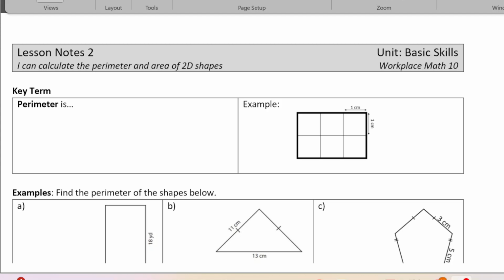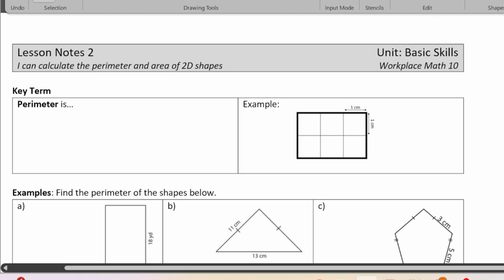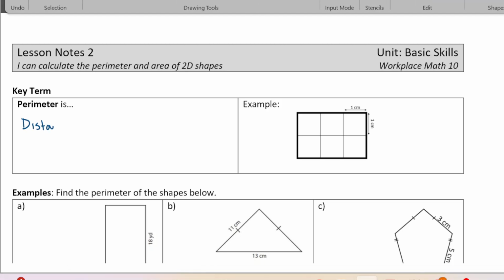So this is lesson 2 on calculating the perimeter and area of 2D shapes. Let's start with perimeter. The word perimeter means the distance around the outside of a shape. So let's look at this example here.